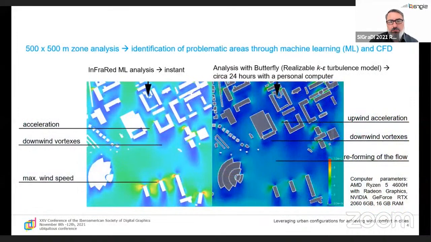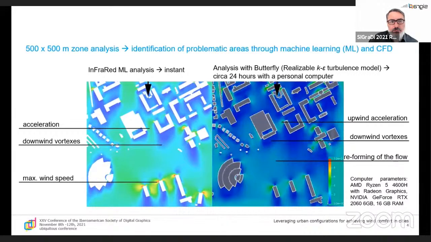We picked one of the framed zones to demonstrate the influence of wind-based urban designing in a 500 times 500 meters neighborhood. Zone one was predicted with both analysis tools to have large regions of accelerated wind between the existing buildings and a turbulent flow downstream.